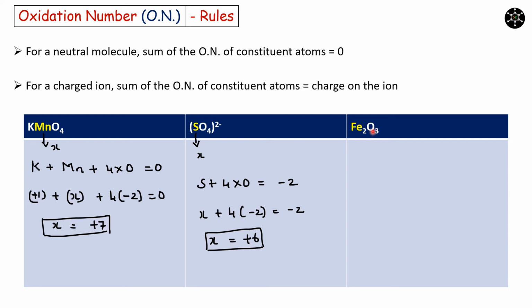Coming to Fe2O3, in the same manner, let us call the oxidation state of iron X. There are 2 iron atoms, so 2 iron atoms plus 3 oxygen atoms should give us a 0 charge on the molecule. 2 into the oxidation state of iron is X, that is unknown. 3 into the oxidation state of oxygen is -2, that is equal to 0. So, upon solving, we get the oxidation state of iron as +3.